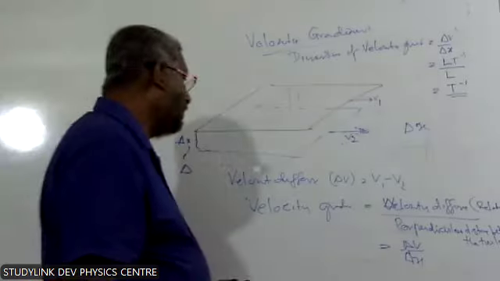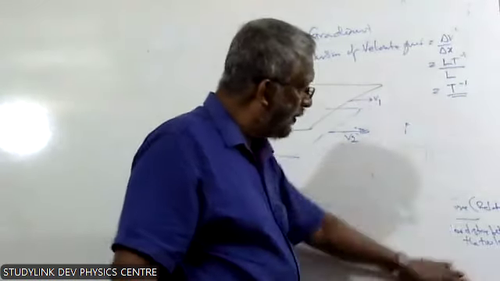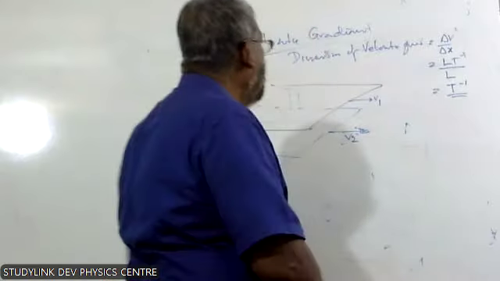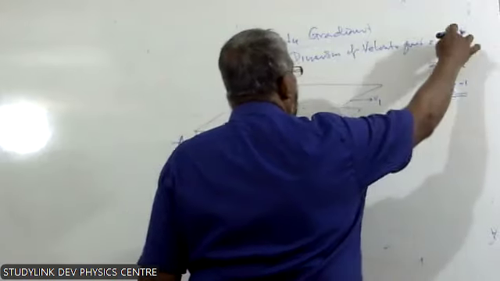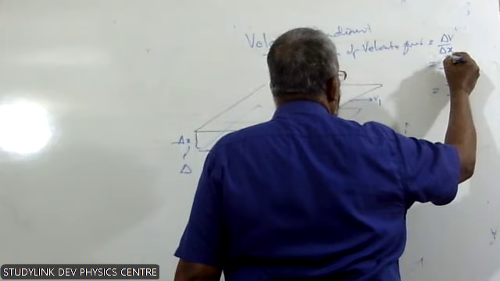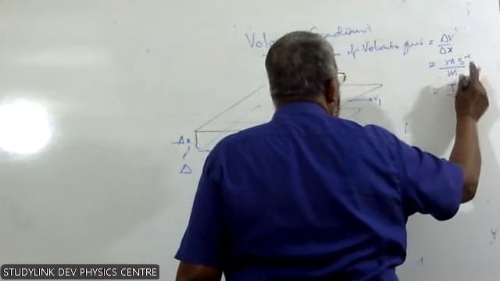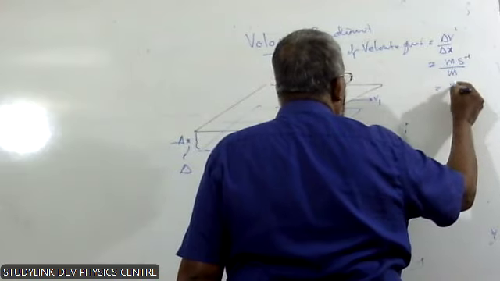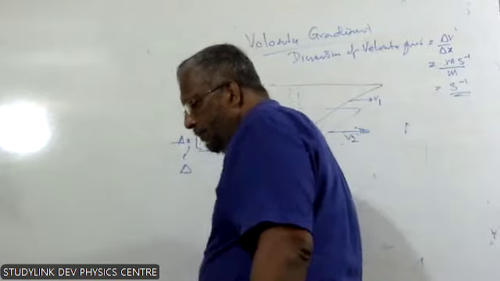Now next one, we want to get the SI units. Same way, SI units. Then write this part, the equation. Delta V, velocity, is m s^-1. This is meters. Then you get s^-1, per second.